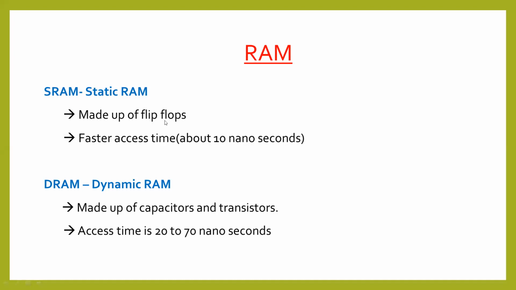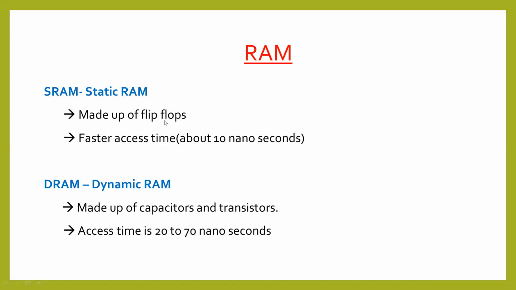It has high speed access time and is used in specialized applications. But nowadays our systems use DRAM, dynamic RAM. It does not have as much speed compared to SRAM, because it is made up of capacitors and transistors, and the speed is 20 to 70 nanoseconds. These are the types of RAM: static RAM and dynamic RAM.